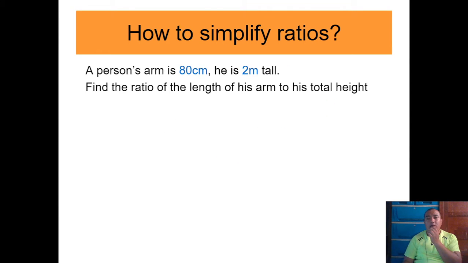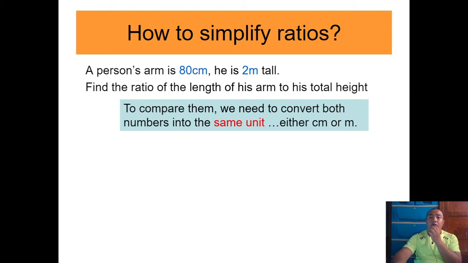A person's arm is 80 cm. He's 2 meters tall. Find the ratio of the length of his arm to his total height. To compare them, we need to convert both numbers to the same unit, because one is in cm and the other is in meters. So they should both be in cm or both in meters.